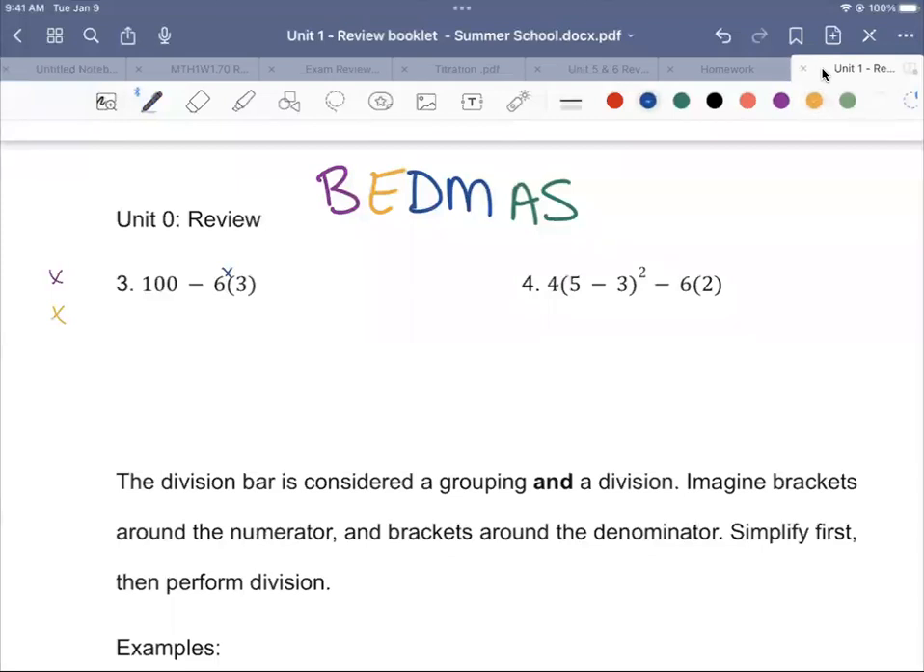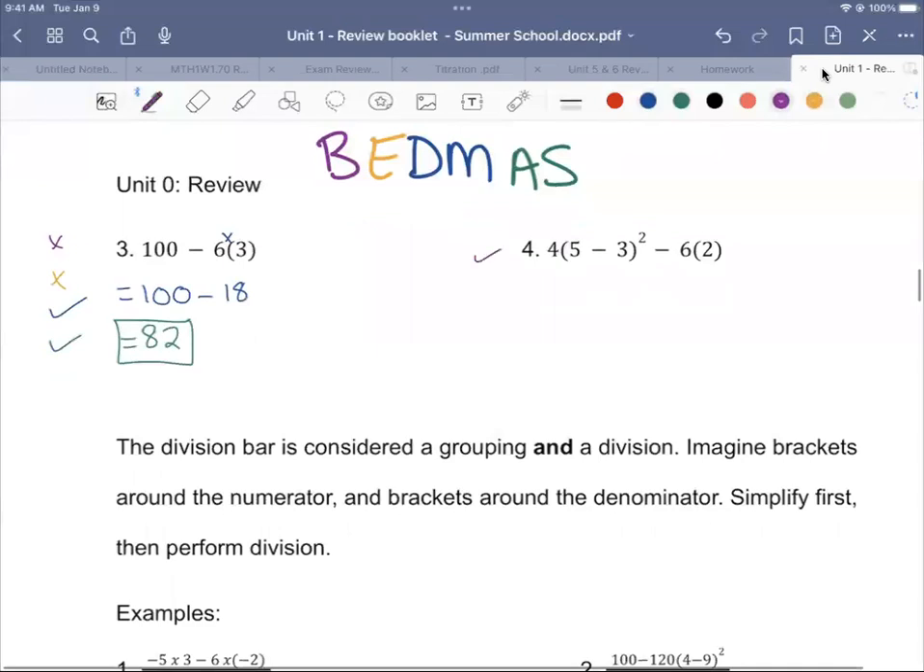I do have multiplication. So it's going to be 100 minus 6 times 3 is going to be 18. So my overall one is going to give me 100 minus 18, which is equal to 82. And that will be our final answer. So I do have addition and subtraction, and I do have multiplication and addition.